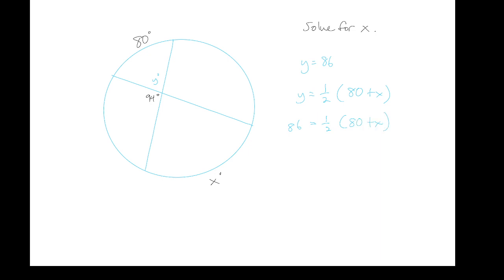Now we're just doing algebra to solve for x. We have some options. We can distribute the 1/2, or we can multiply both sides by 2. I think that's going to be a better outcome for us. So multiply both sides by 2, so we'll get 172 is equal to 80 plus x. Subtract 80 from both sides, and we're going to get that x is equal to, according to your calculator, 92 degrees.